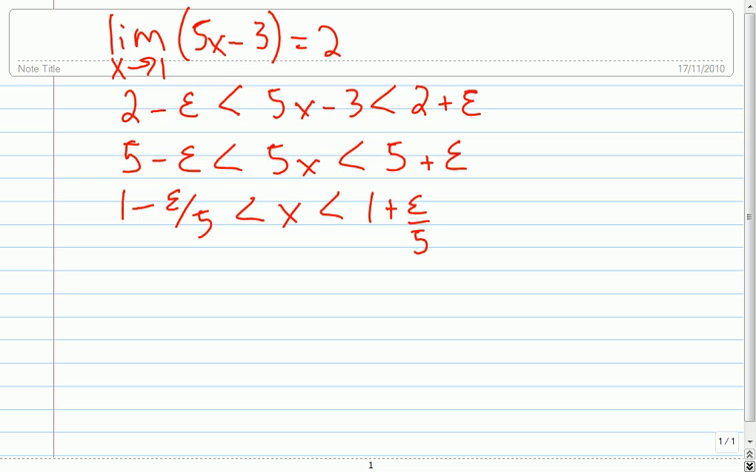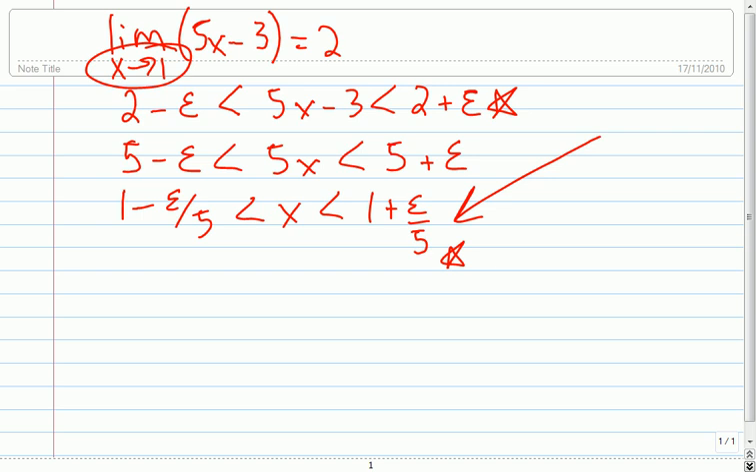So can anybody tell me how close I am to the value 1? How close is x to the value 1 in that last inequality? Epsilon over 5. It's within epsilon over 5. So if I want to guarantee that this is how far away I am from the number you give me, that's how closely I have to be. If you give me a half, I have to be within 0.1. If you give me 5, I have to be within 1.